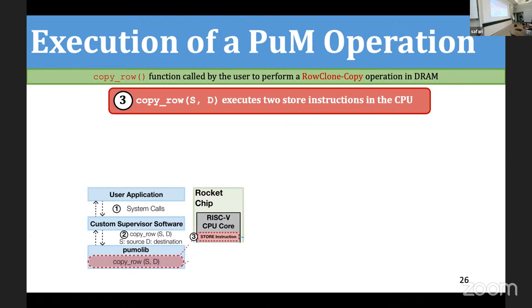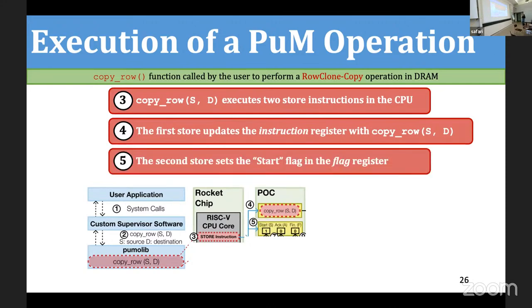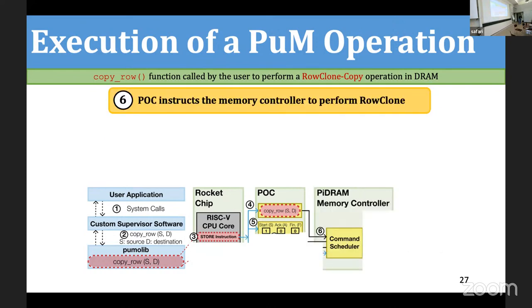Third step, basically copy row execute two store instruction in the CPU. The first one stores and updates the instruction register with copy row. And the second one sets the start flag to logical one. And this initializes the bomb operation.